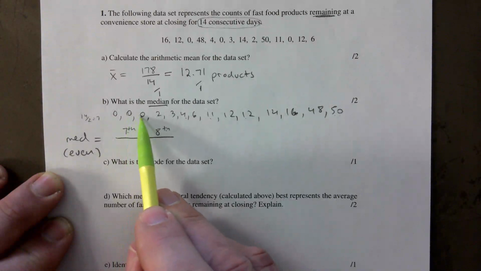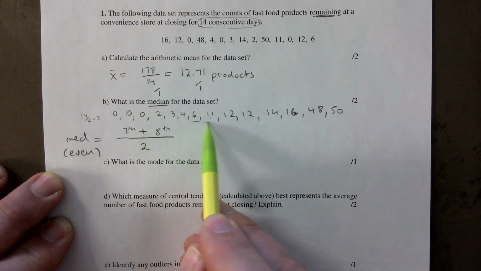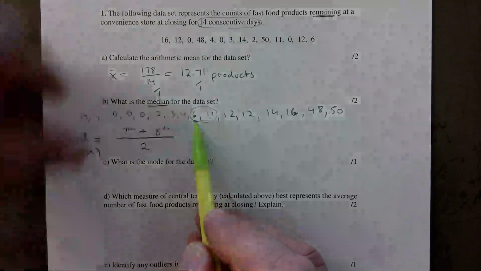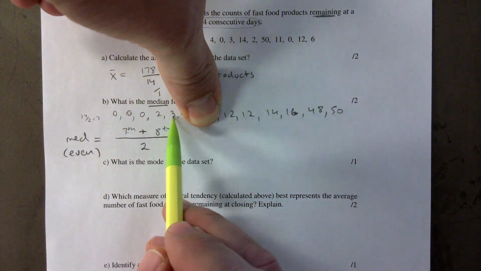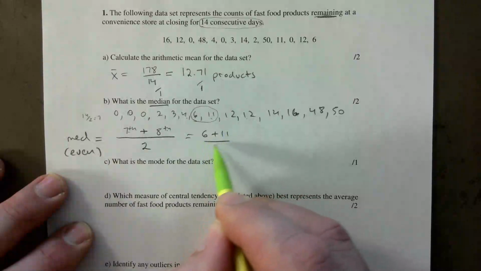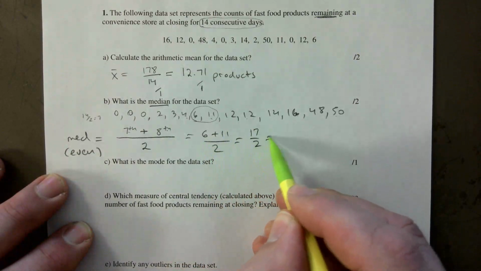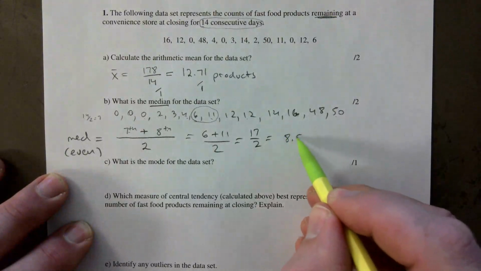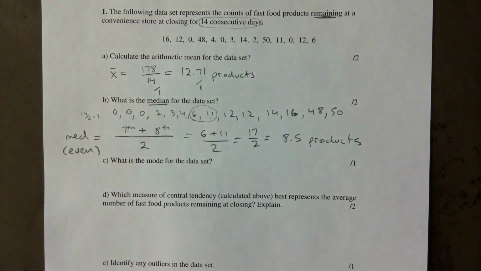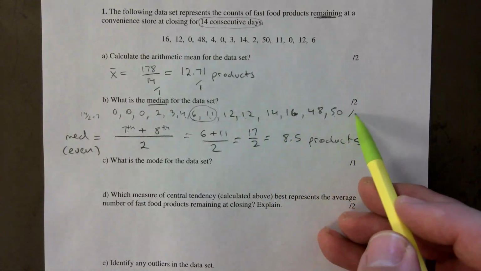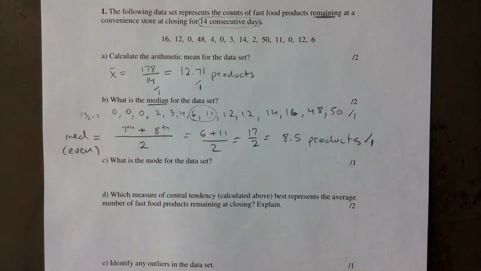So we go 1, 2, 3, 4, 5, 6, 7, 8. It's gonna be this one. And to be absolutely sure, just cover them up and count. I've got 6 on either side, so you know you're doing this right. So 6 plus 11 divided by 2, that's 17 divided by 2. That ends up being 8.5 products or items or whatever you want to call it. But it's okay to have the decimal. So 1 mark for arranging, I would say 1 mark for actually figuring out what your median is in this case.